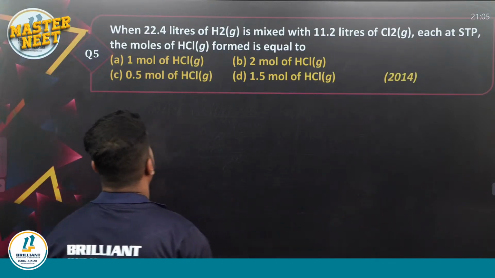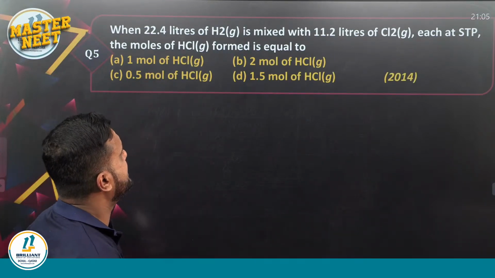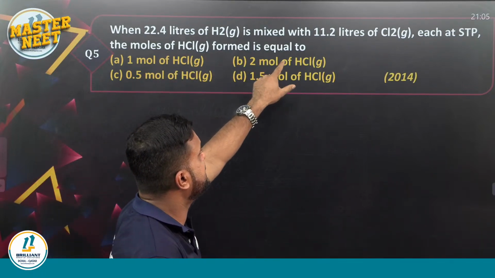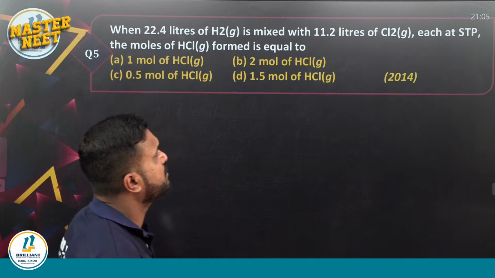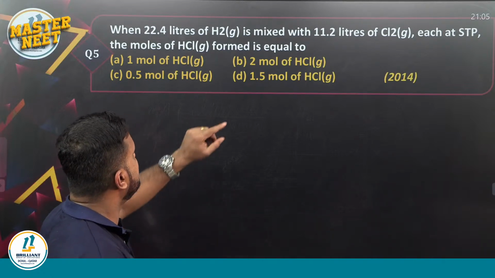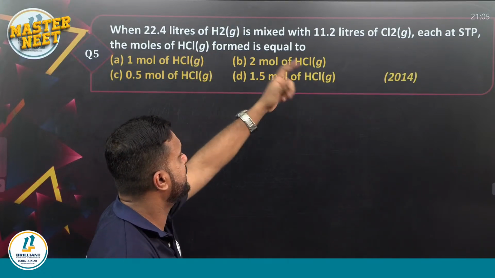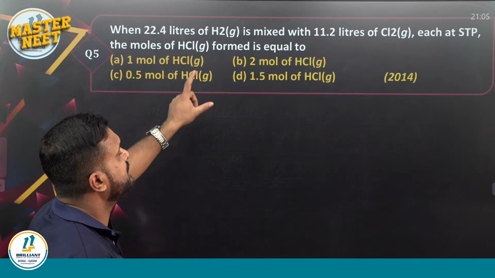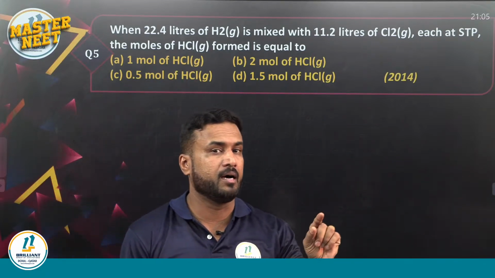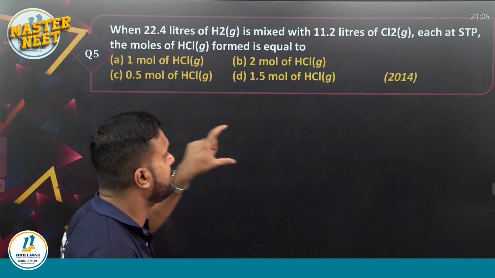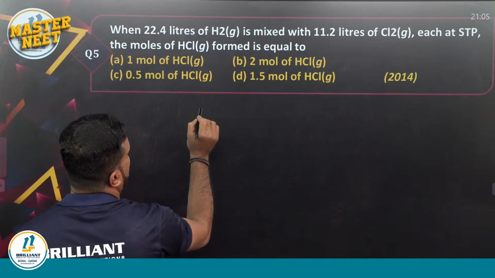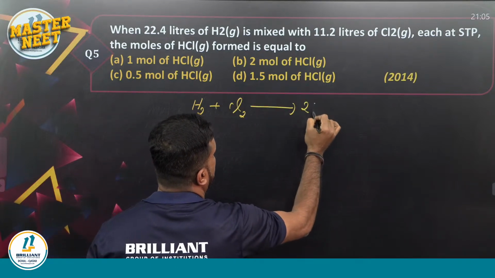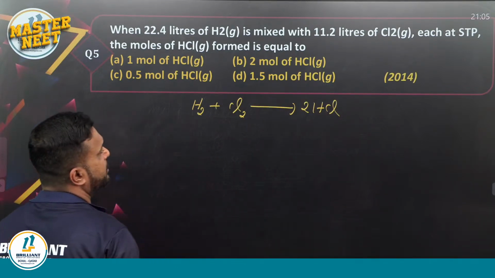So question number 5: when 22.4 liters of hydrogen is mixed with 11.2 liters of chlorine, each at STP, all the volumes are at STP, the moles of HCl formed is equal to, you know, this question is based on limiting reagent as well. Stoichiometry is also considered. In this type of question you have to write the balanced equation. H2 plus Cl2 gives 2HCl. This is our equation. H2 plus Cl2 gives 2HCl.